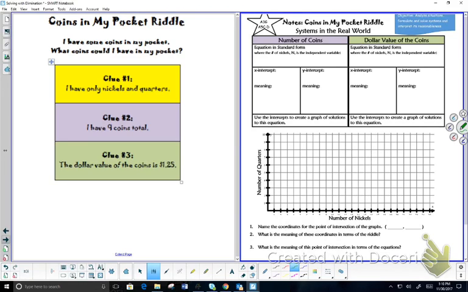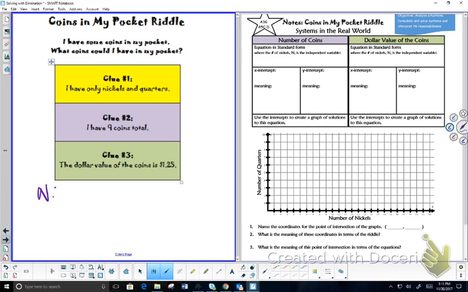Okay? Looking at this, I got clue number 1. I have only nickels and quarters. So I got a certain number of nickels and a certain number of quarters. Well, what kind of variables could we use for nickels and quarters? N and Q. So we'll let N be the number of nickels, right? It wouldn't make much sense for that to be quarters. And then Q would be the number of quarters.